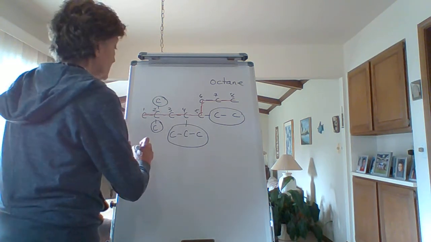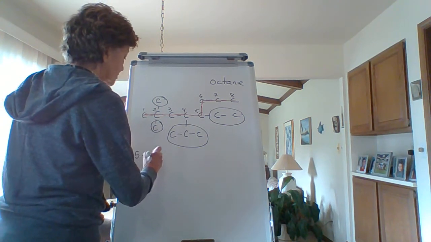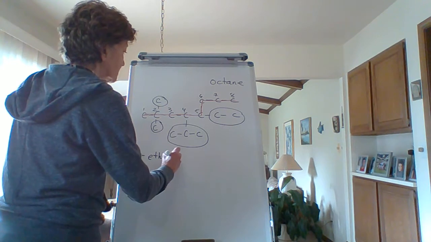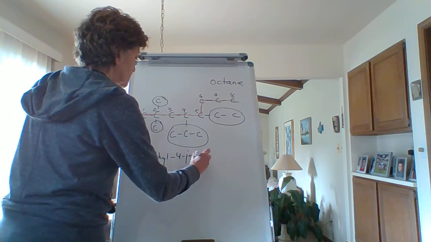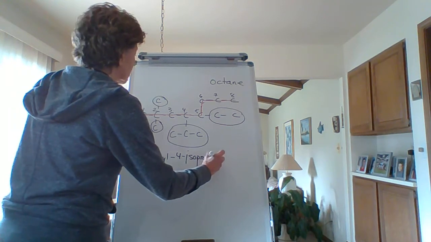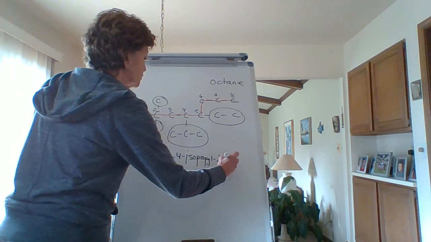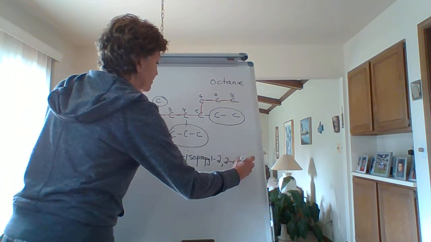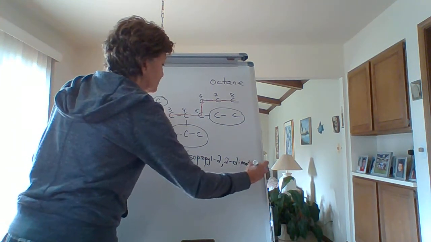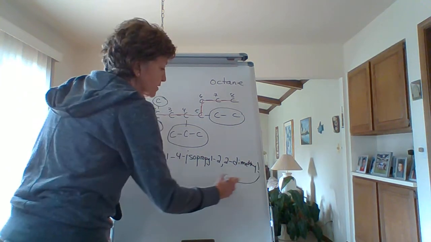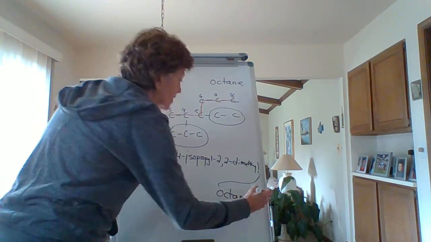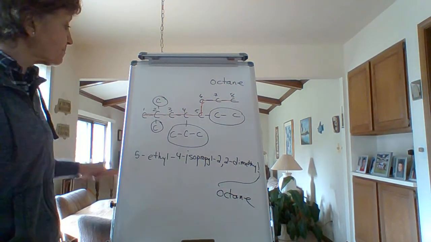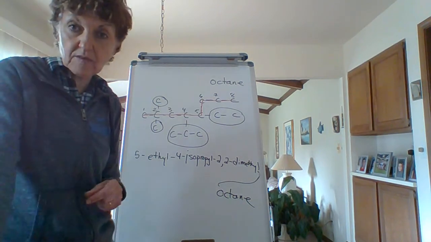So we're going to say 5-ethyl-4-isopropyl-2,2-dimethyl. Remember, the di is not alphabetized, the methyl is. And I'm going to continue it over here, all one word, octane. Okay? That's how you name these types of things.